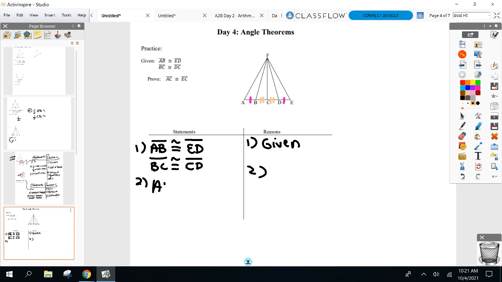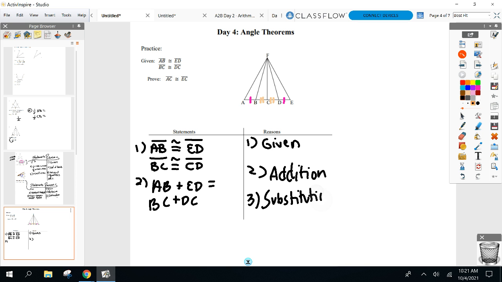Perfect. Let me show you. I'm going to add them now. AB plus ED is the same as if I added BC and DC by addition. And are you guys getting in the habit now, after I write addition or subtraction, automatically next one's going to be substitution with the proof statement plugged in?